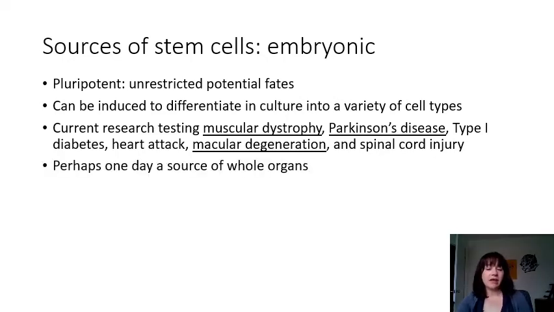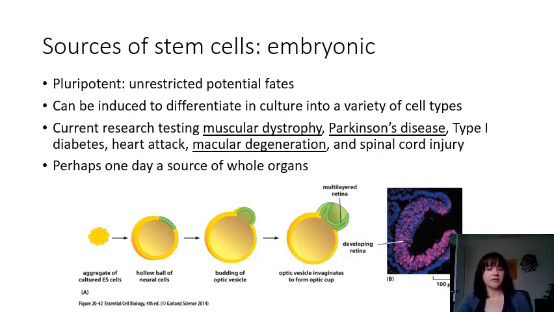Eventually, we may be able to create whole organs from stem cells. In this example, a research study was done in which they used embryonic stem cells to form an immature retina with all the different cell types found in the retina and all the different layers, which is pretty cool.